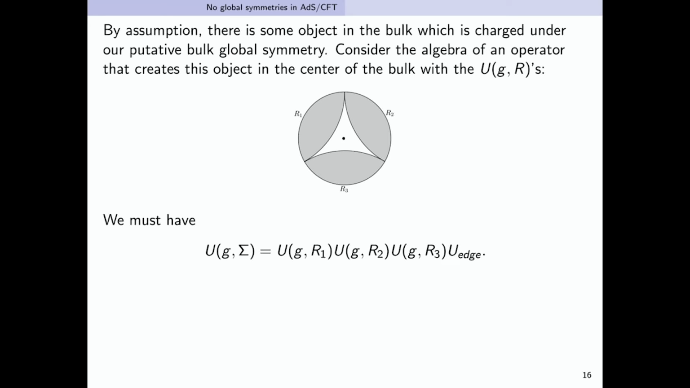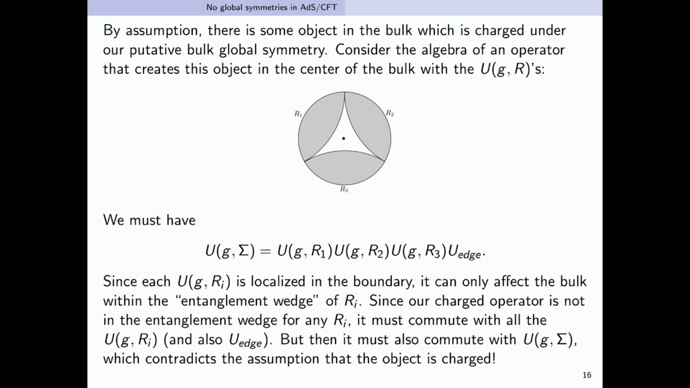Now the claim is that if we split the boundary into three disjoint regions, R1, R2, R3, and we take the product of these U's in the regions, then at least up to some junk right at the corners here, we should just get back the unitary that implements the symmetry everywhere. If you don't like that argument, just multiply on the left by these three U daggers, and you'll get something that clearly does nothing in any of these regions except right at the edges, and that's the definition of U edge.